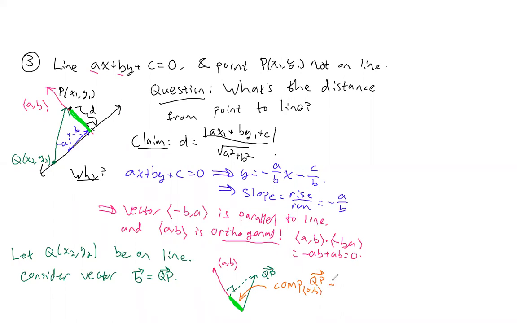In other words, and you want to be a little bit more specific because it could be in the opposite direction, so we're going to make it absolute value to ensure that's positive. So in other words, that's AB dotted with x2 minus x1, comma, y2 minus y1. You take that dot product over magnitude AB.